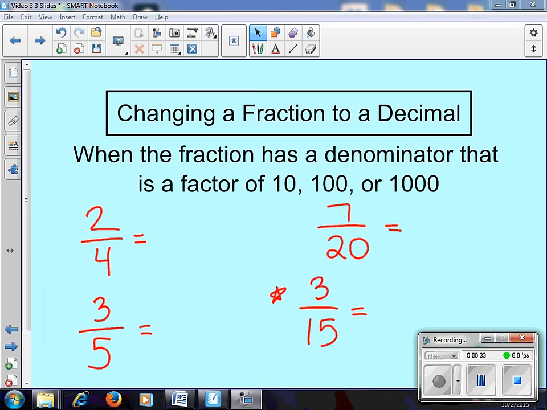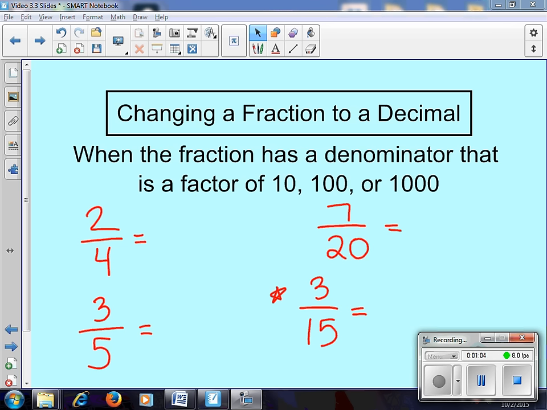Let's work on changing a fraction to a decimal. There's two ways that we can do this. When the fraction has a denominator that is a factor of 10, 100, or 1,000, it's much easier to change that fraction to a decimal. Why is that? Well, decimals have place values, and each place value is either a denominator of 10, 100, or 1,000. I'm sure you remember hearing tenths, hundredths, and thousandths.